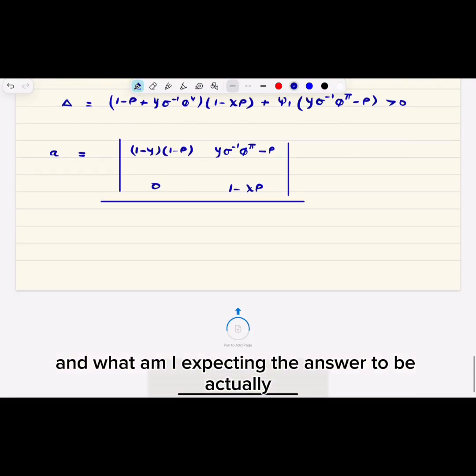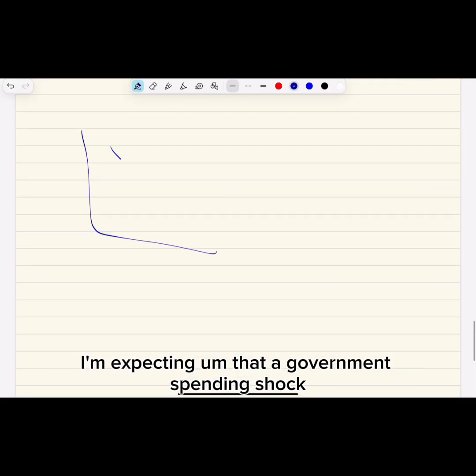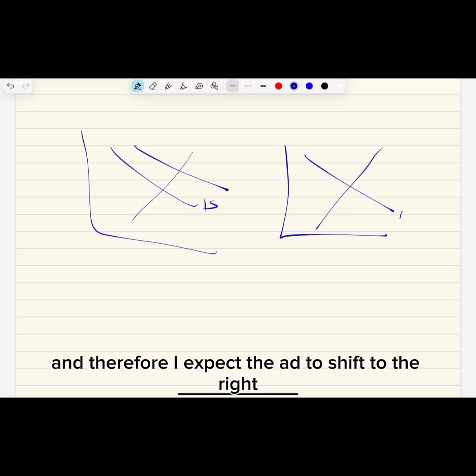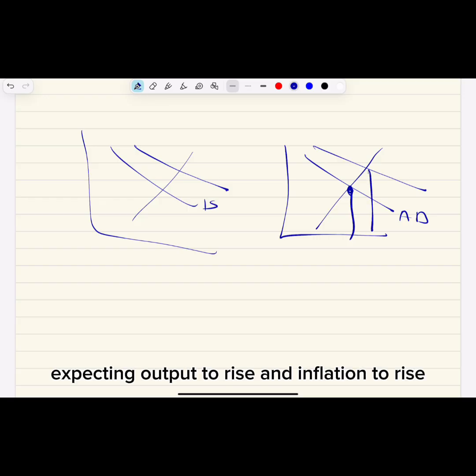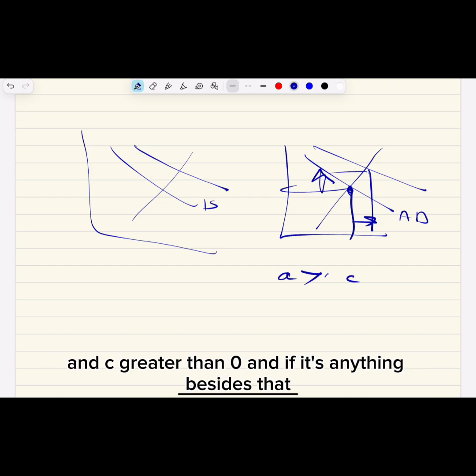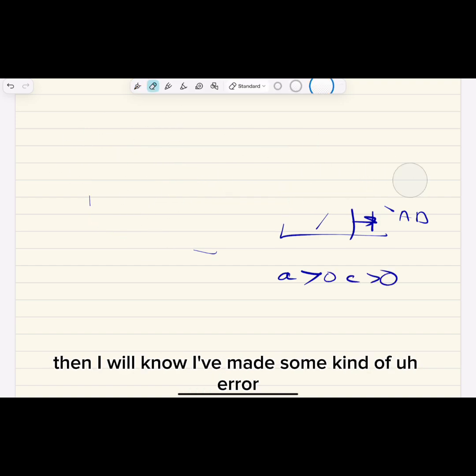And what am I expecting the answer to be actually? I'm expecting that a government spending shock would shift the IS to the right, and therefore I expect the AD to shift to the right. So I'm expecting output to rise and inflation to rise. Therefore I want a value of A greater than 0 and C greater than 0. And if it's anything besides that, then I will know I've made some kind of error.